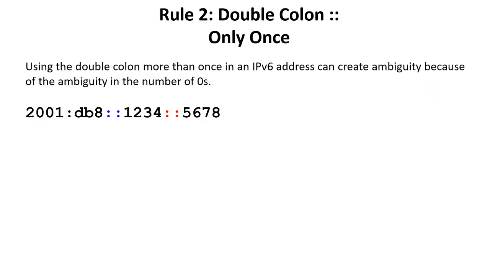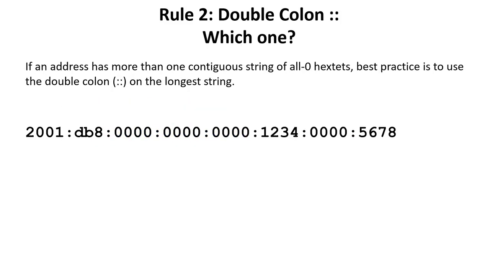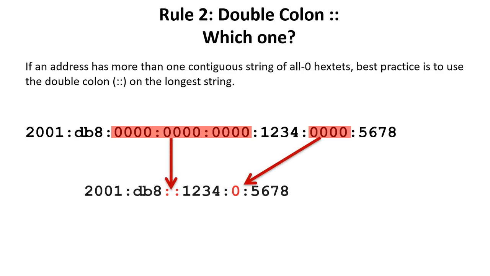The double colon can be used only once within an address. Otherwise, there would be more than one possible resulting address. If an address has more than one contiguous string of all 0 hextets, the best practice is to use the double colon on the longest string and apply the omitting leading zeros to the shorter string. If the strings are equal, the first string should use the double colon, but typically it comes down to personal preference.